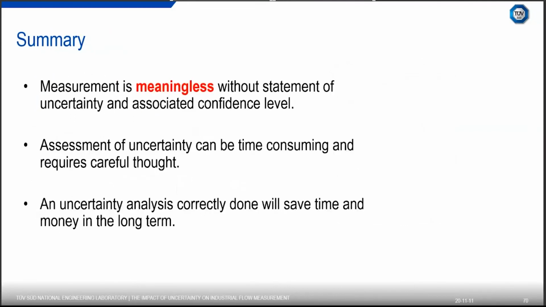And then finally, just to summarise, measurement is meaningless without a statement of uncertainty and associated confidence level. Assessment of uncertainty can be time-consuming and it requires careful thought, but ultimately, if it's done well, it will save time and money in the long term, particularly for high-value applications.